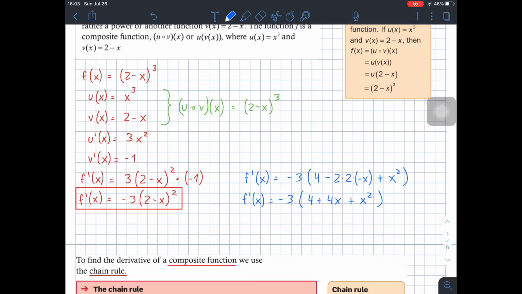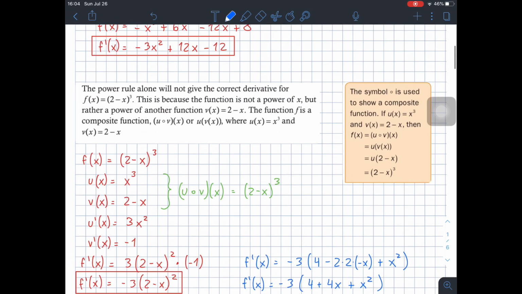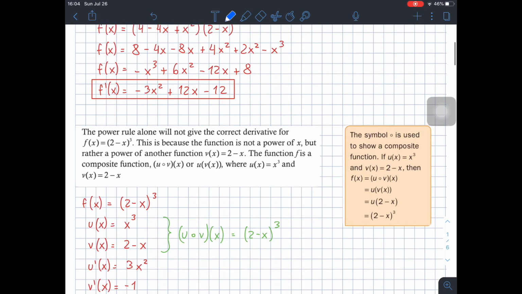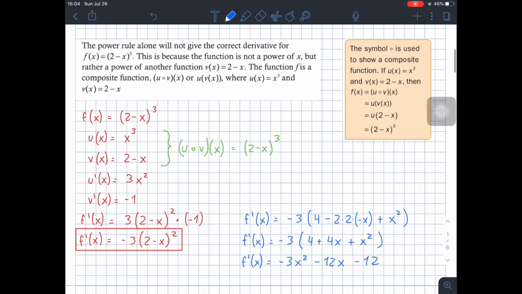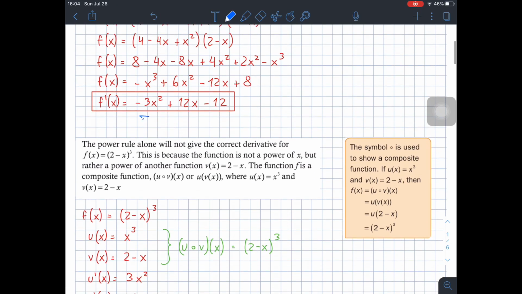And finally, if I multiply the negative 3 I have outside, and reorganize these terms, negative 3x squared would be the first term, then plus 12x and minus 12. This would be our final answer, which should be the same. Ah, yes, sorry, this was plus 12x. There you go. So it's negative 3x squared plus 12x minus 12. And that's exactly what we got here.